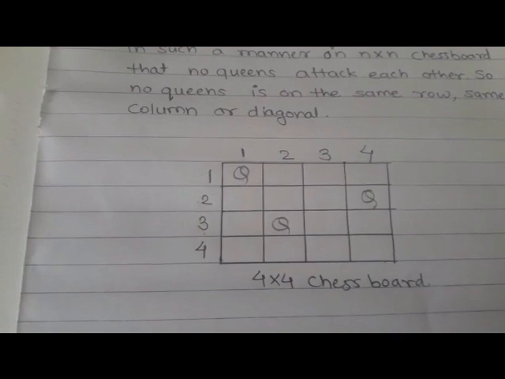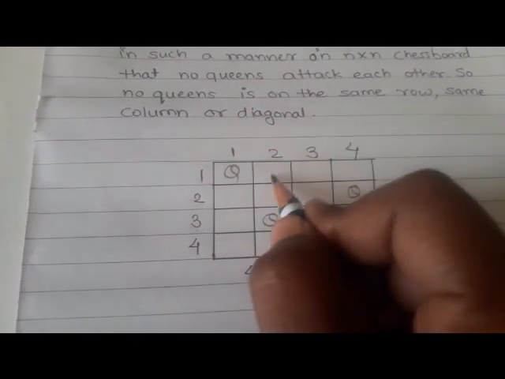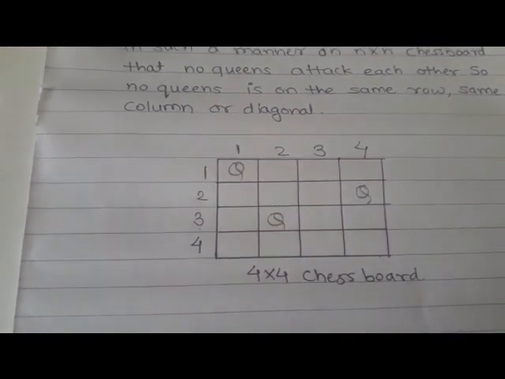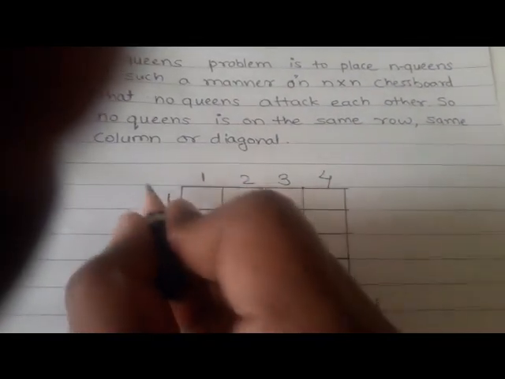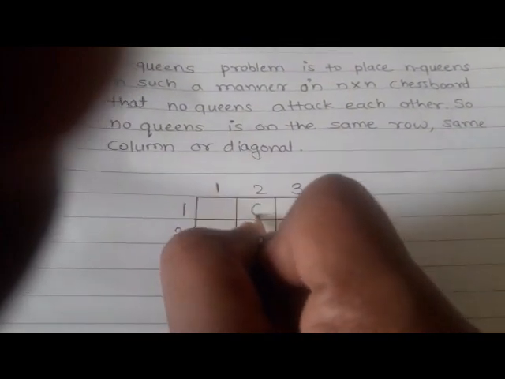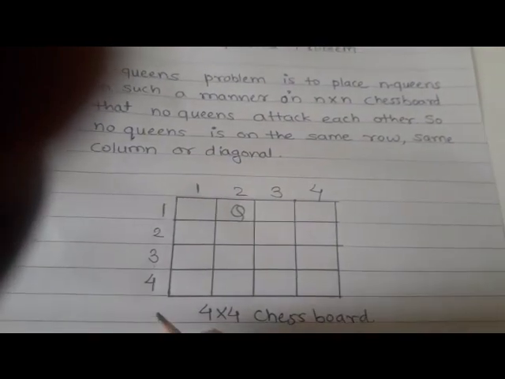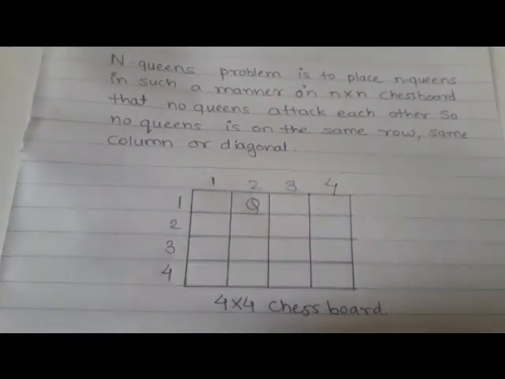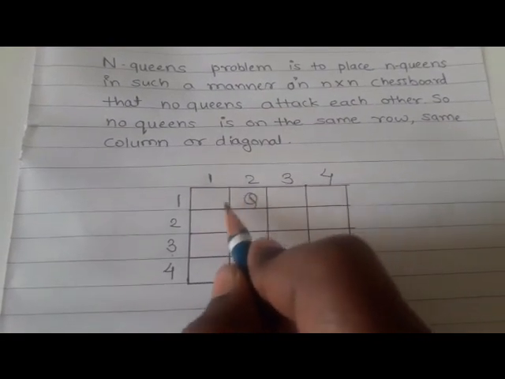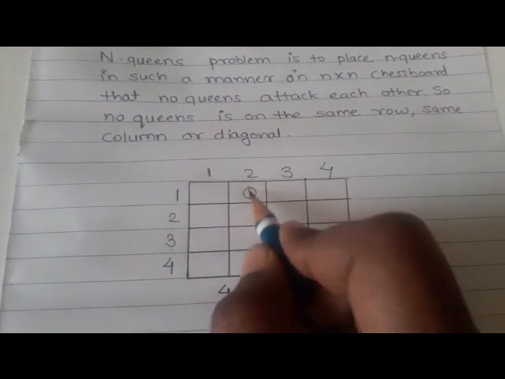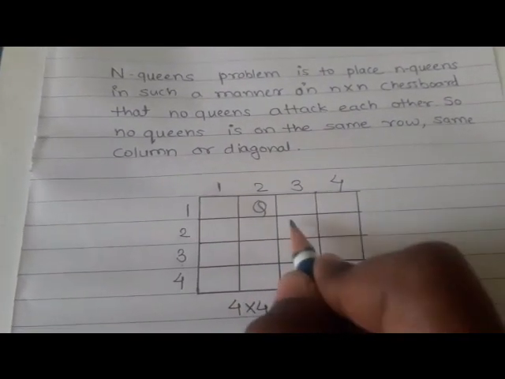Now, we place the first queen in the first row, second column. Now, we have to place the second queen in a safe position. It means it is not present in the same row, in the same column, and not on the diagonal also.